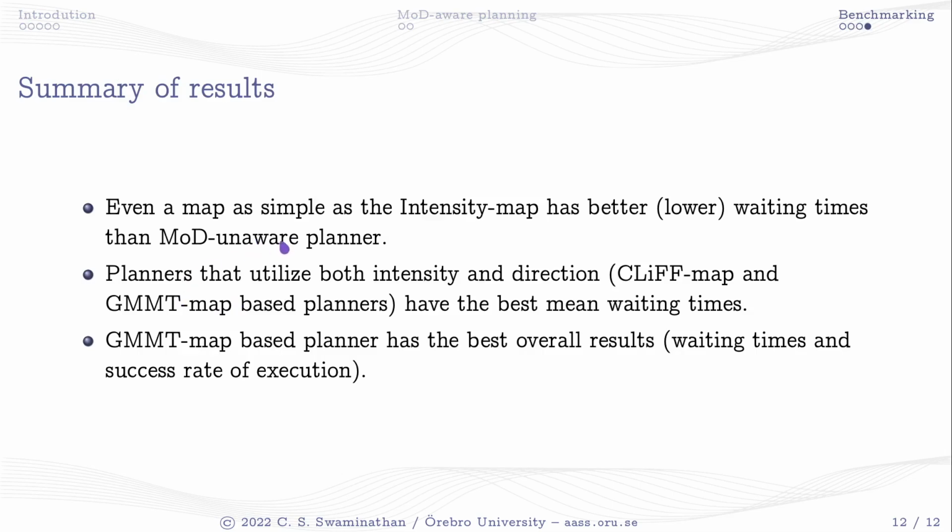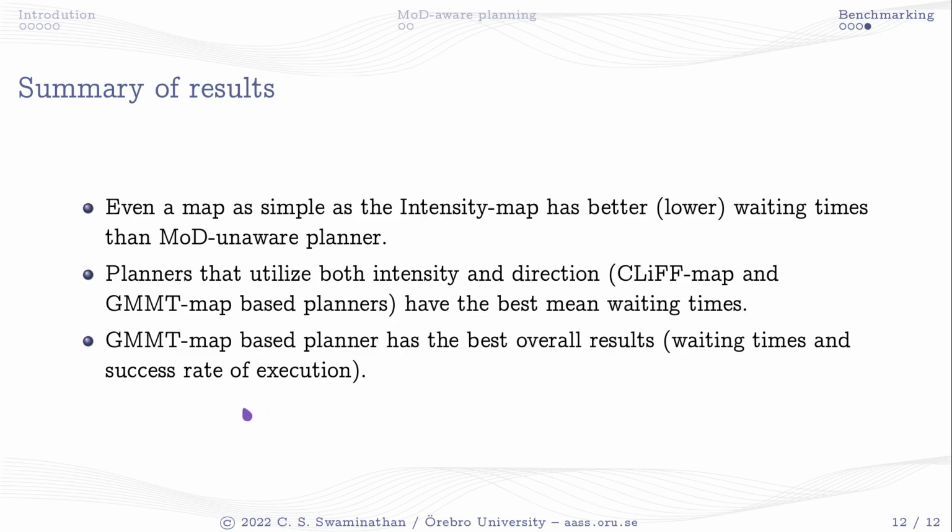Let us see the results. So what happens when we do these experiments is that even a map as simple as the intensity map, which basically counts the intensity of observations at a given grid cell, for instance, has a better waiting time than the MOD-aware planner. And waiting time here means when the robot has to wait for the pedestrians to pass, or the pedestrians have to wait for the robot. Planners that use both intensity and direction, such as the cliff map and GMMT map based planners, have the best to mean waiting times, and GMMT map itself has the best overall results. So waiting times and success rate of execution.